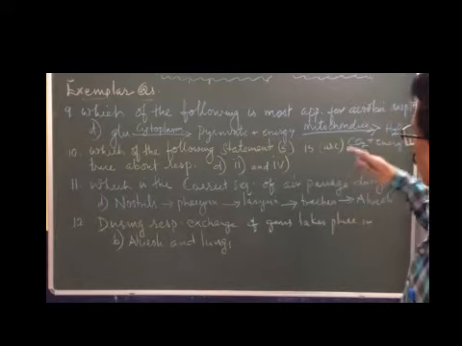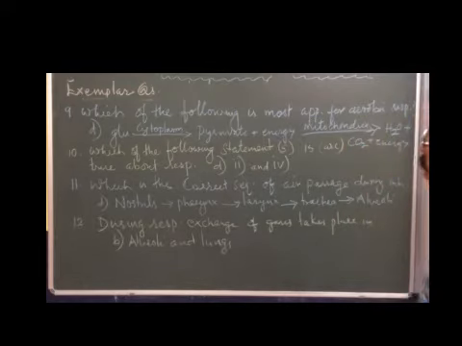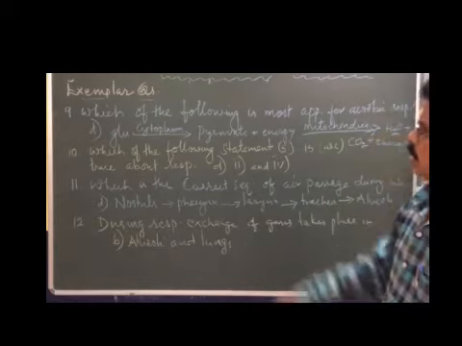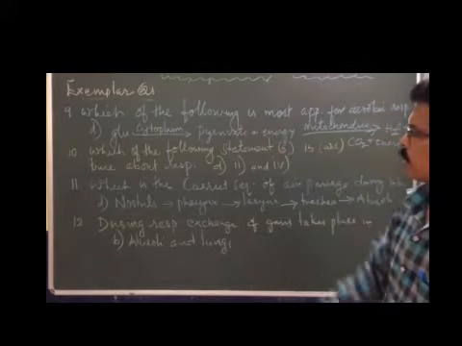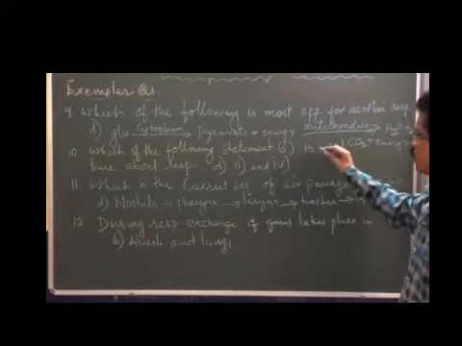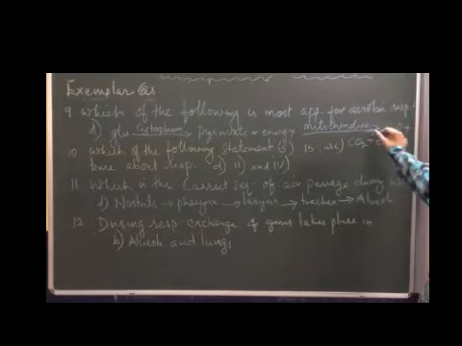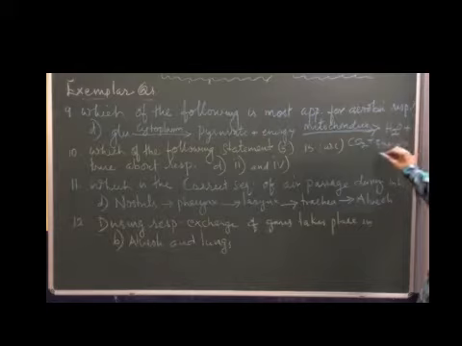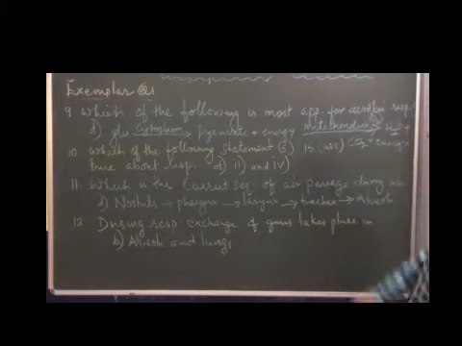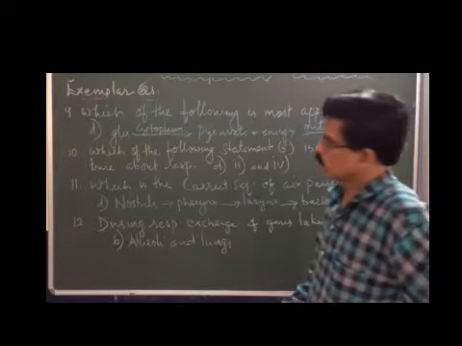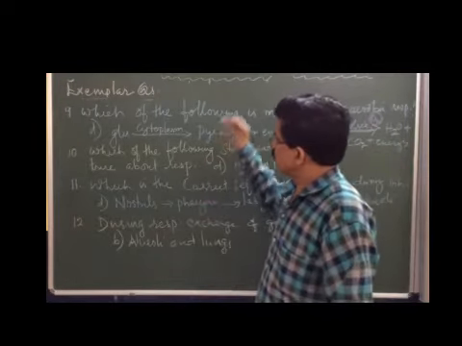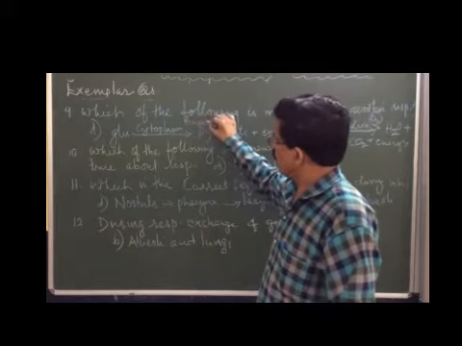Now the question: which of the following is most appropriate for aerobic respiration? The answer is D. Glucose splits into pyruvic acid and energy in the cytoplasm. Then the pyruvic acid, or pyruvate, enters the mitochondria and breaks down into carbon dioxide, water and energy in the presence of oxygen. So the second step that happens in the mitochondria is aerobic, in the presence of oxygen. Here in the cytoplasm it is anaerobic, in the absence of oxygen.